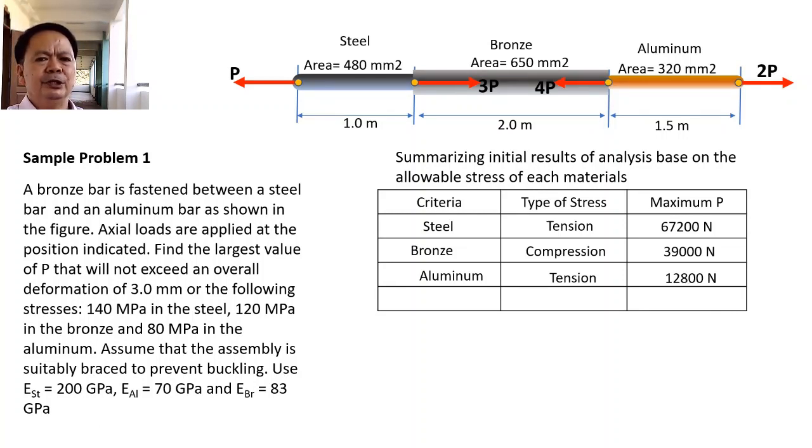But we don't have the final answer yet because the question also asks for the maximum value of P that will not exceed the overall deformation of 3 millimeters. Ang ibig sabihin nun, aside from the capacity or the strength of the material, we have to consider also ano naman yung value ng P na hindi mag-cause ng overall deformation of 3, considering the 3 materials that we have that are subjected to the indicated load as shown. So that if we are to consider deformation, we have to look for the value of P, and from there, saka lang tayo magde-decide ano yung ating gagamiting value.